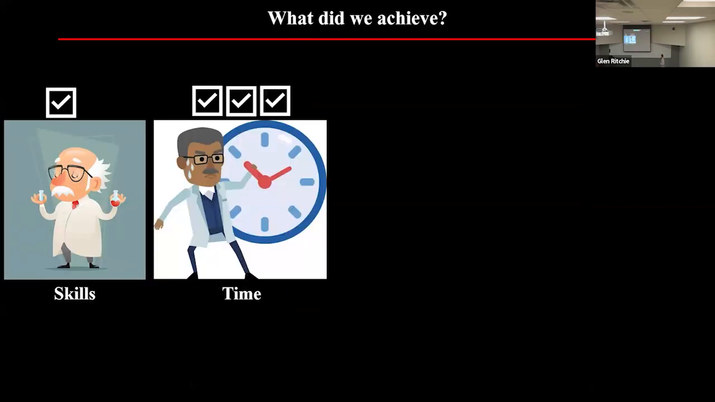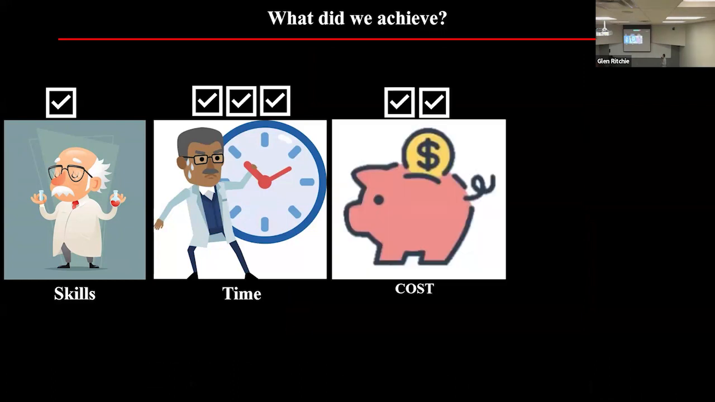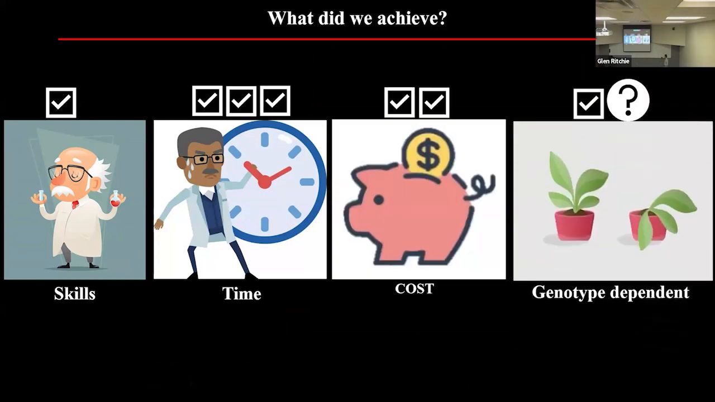So we have worked on the scale, we have massively improved the timing and also the cost, and also we are working on the genotype dependency. So far we have tested in tomato, and we are still testing in more crops.